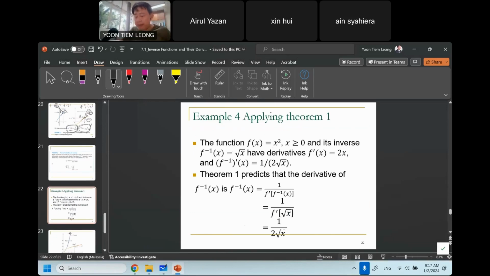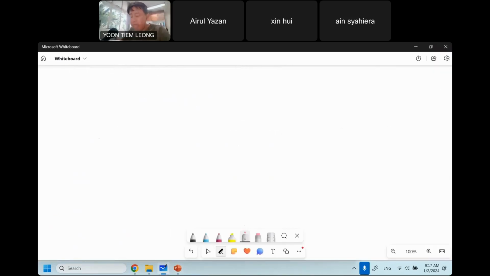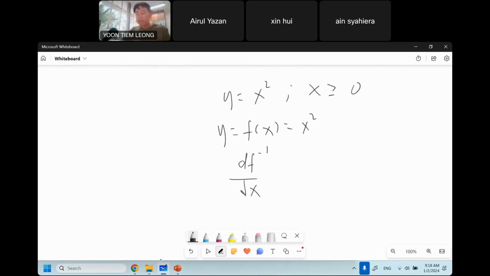I'm going to apply theorem 1 in example 4. So here I have a function y equals x squared, and it is limited to only positive x. So I'll call this y equals f of x equals x squared. And my purpose is to find the derivative of the inverse. Okay, how do I proceed?